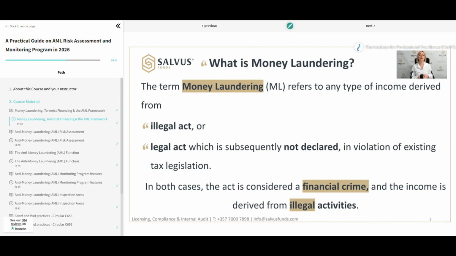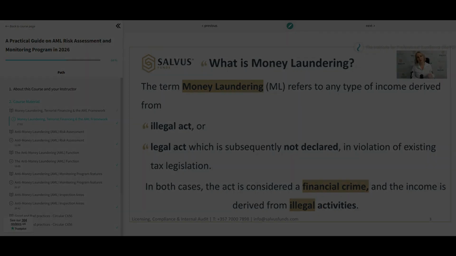Money laundering does not only relate to funds generated from obviously criminal activity, it may also involve income that was originally generated through a legal activity, but then becomes problematic because it is not declared properly, for example, in violation of tax legislation. In both situations, the issue is that the funds are connected with illegal activity or financial crime. With this basic definition in mind, let's now look more closely at what money laundering actually tries to achieve.